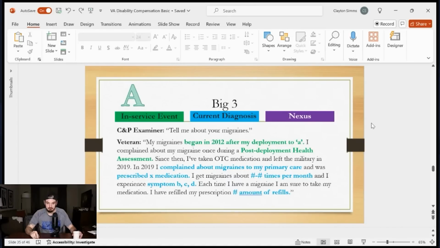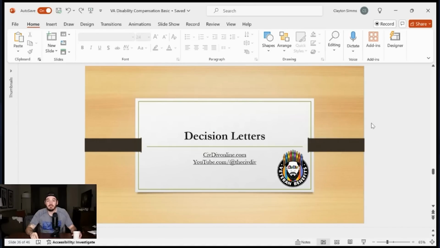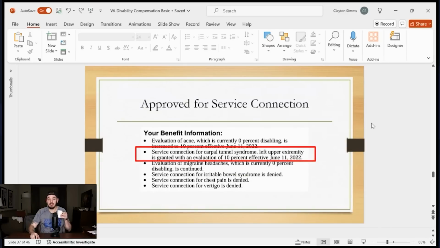Food for thought. Okay, now we have decision letters. Depending on whether you're approved or denied, here's the next step in decision letters.